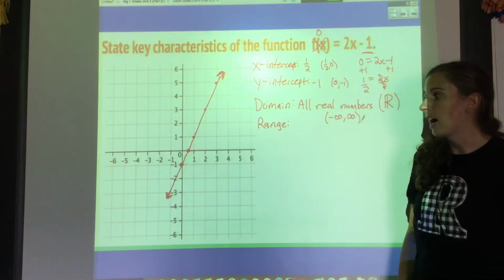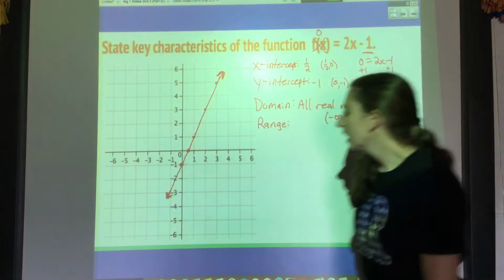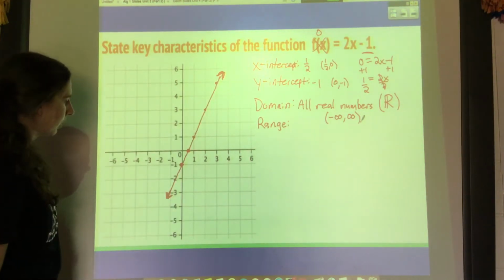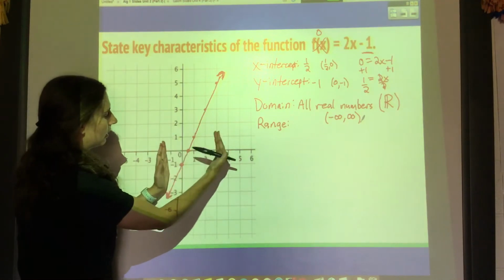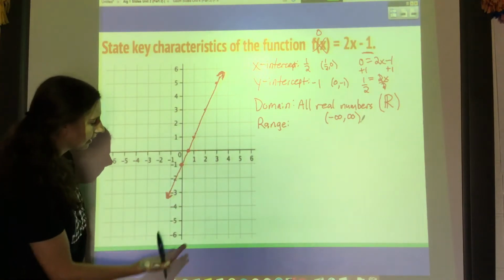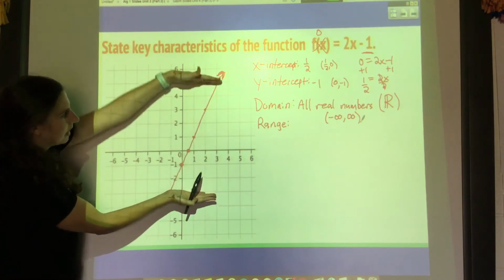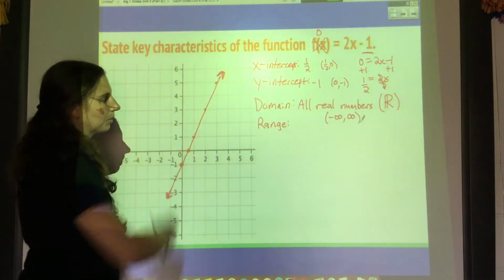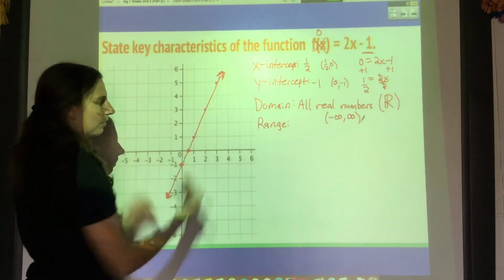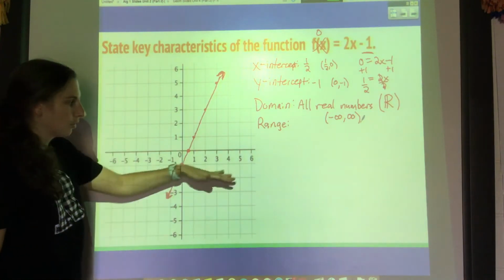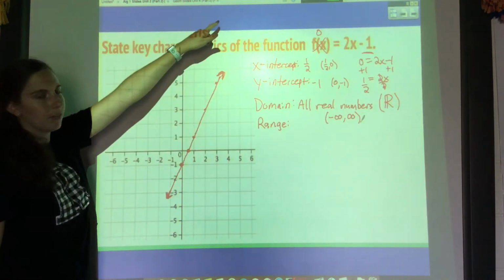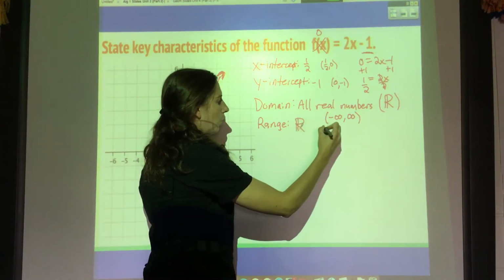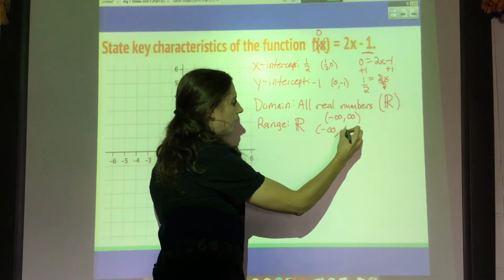If the graph did stop, the domain would look different. Like let's say this was an endpoint and this was an endpoint. In that case, the domain would only be from -1 to 3, and the range in that case would be from -3 to 5. But that's not the case here, because there's arrows on the end. It continues. So the domain is it goes left and right forever. The range is actually the same. The range is the y values, but it goes up forever and down forever. So the range is also all real numbers, or we could say -infinity to infinity.